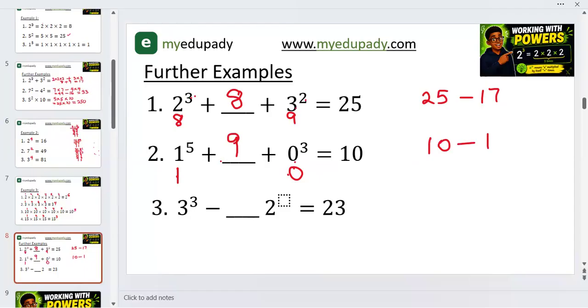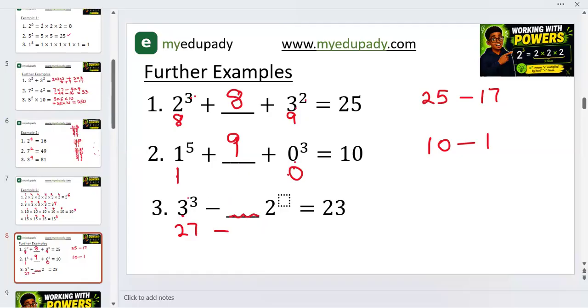So let's take a look at the third question. We have 3 to the power of 3 minus a number minus, sorry, this should not be here, minus 2 to the power of what will give us 23. So what we will do is this. This will be 3 times 3 times 3. 3 exponent 3 means you're multiplying 3 in 3 places. So 3 times 3 is 9. 9 times 3 is 27. So 27 minus 2 to the power of what will give me 23.